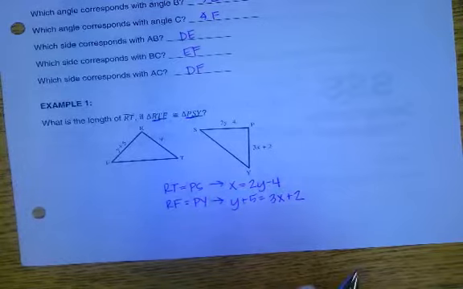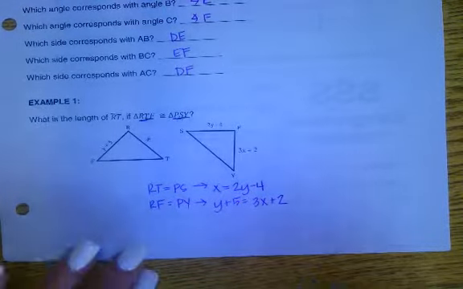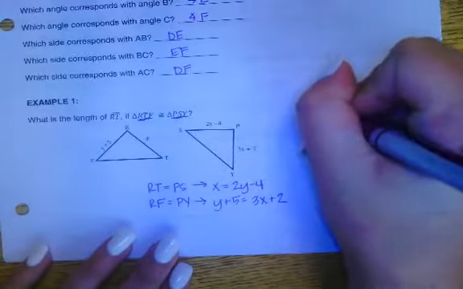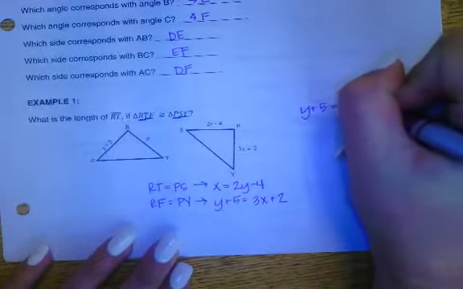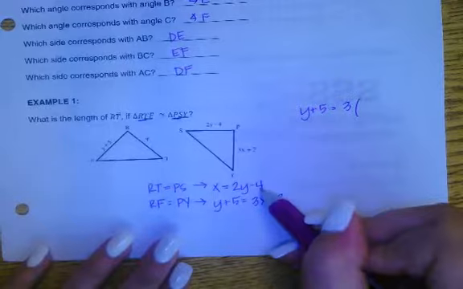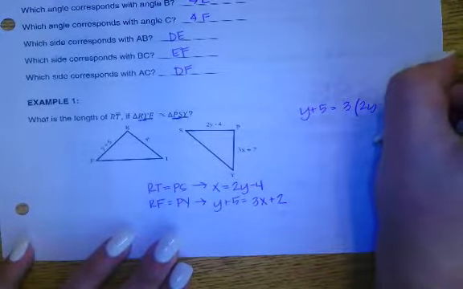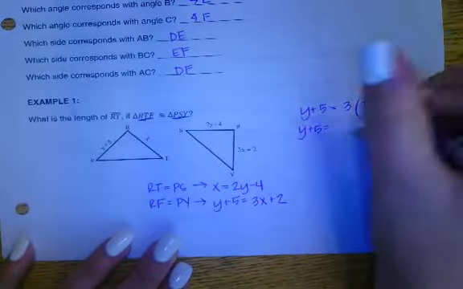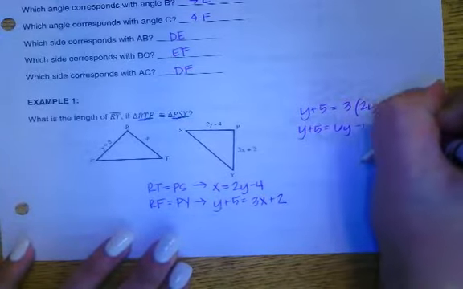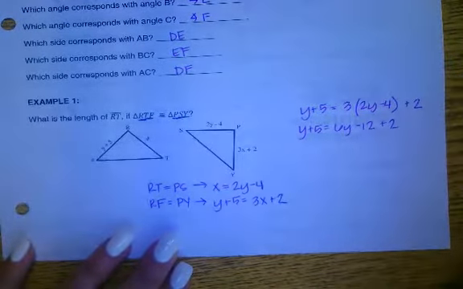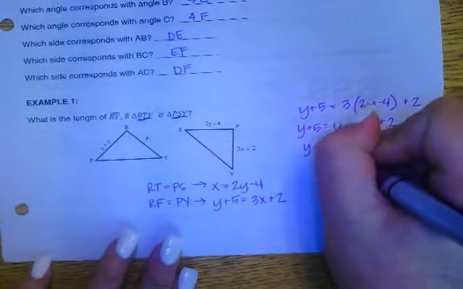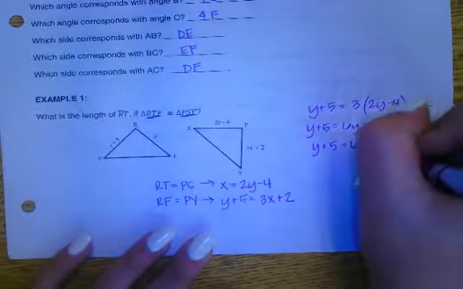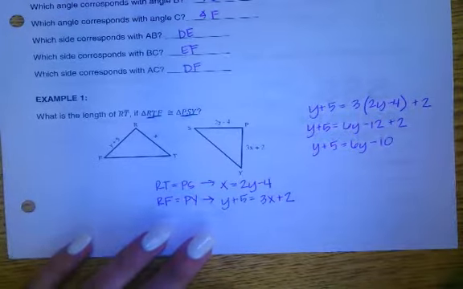Now I need to solve my system. I'm going to solve it by substitution because I already know what x equals. So I'm going to have y plus 5 equals 3, and in place of x I'm substituting 2y minus 4, plus 2. So I have y plus 5 equals 6y minus 12 plus 2. Y plus 5 equals 6y minus 10. And then we're going to keep solving.